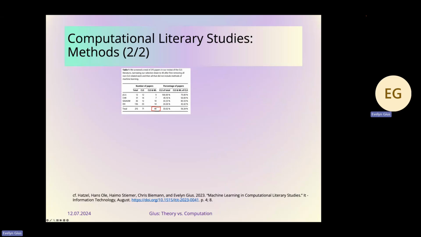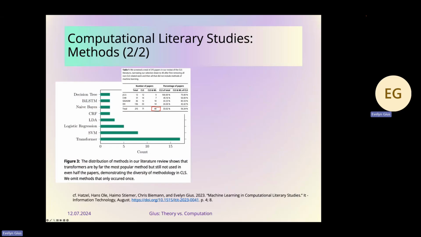Now, the second is an overview about machine learning approaches in computational literary studies. My working group and our collaborators, mainly Hans Hatzel and Chris Beeman in Hamburg, looked into papers in computational literary studies that were published in 4 major venues in 1 year, and looked at those that did computational literary studies and also applied machine learning, because not every computational literary studies approach does that. What was the outcome? It was 40 papers out of more than 200, and these are the things people are using in these papers.